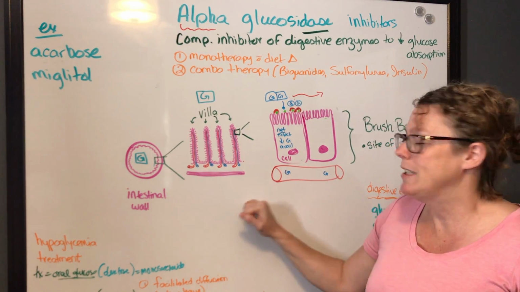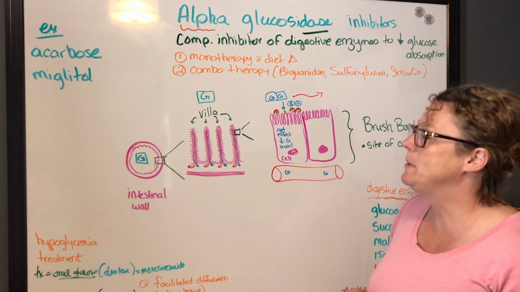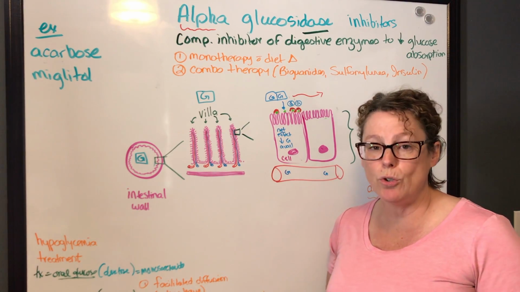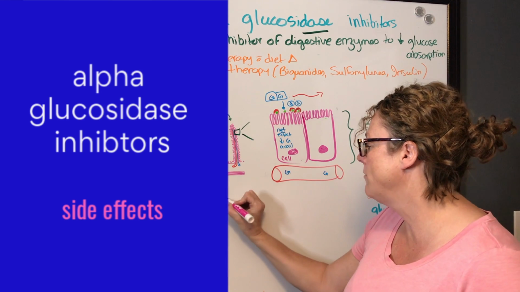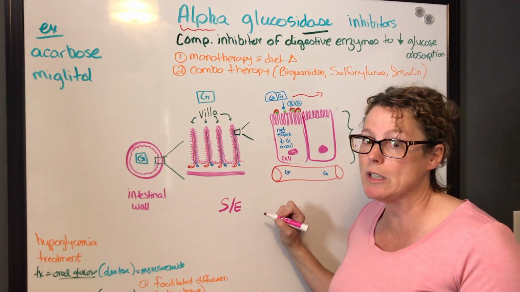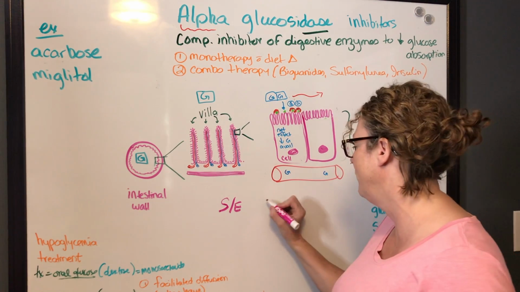When it comes to looking at side effects, glucose is being kicked out through the intestine, and we know that glucose is an osmotic pull for water. So if we think about side effects, we're going to have increased glucose in the intestine, increased water. That's going to probably cause diarrhea.